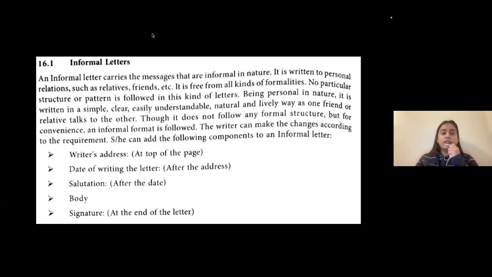Letter writing is divided into two parts. First is formal letter, the other is informal letter. If we read what is given in the study material, if you have it with you, you'll see that the first line itself specifies that letters can be divided into three parts. That is formal letter, second is semi-formal letter, the third is informal letter. Semi-formal letter is also informal in nature.